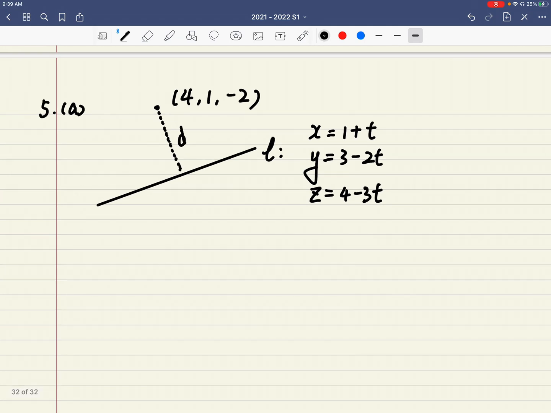To get the distance, you need to apply the formula. So first, this point away from the line, we call it point Q. Then we need to find two random points on the line. Let's call them P and R. That's all you need. And then the distance is the length of PQ cross PR over the length of PR.